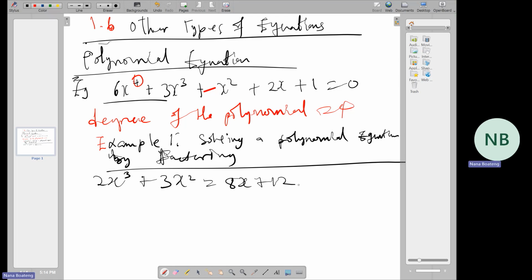If we have such an equation, the first thing is we have to write this in standard form. That means we have to group all the terms on one side and have 0 on the other side. So this will become 2x cubed plus 3x squared minus 8x minus 12 is equal to 0. So now it's in standard form.